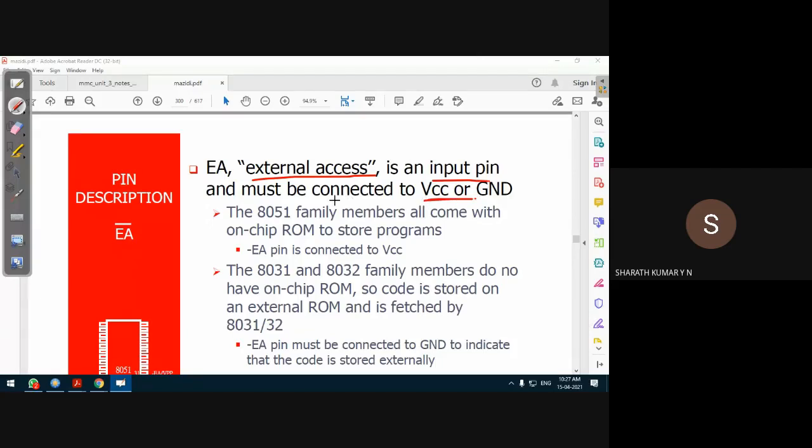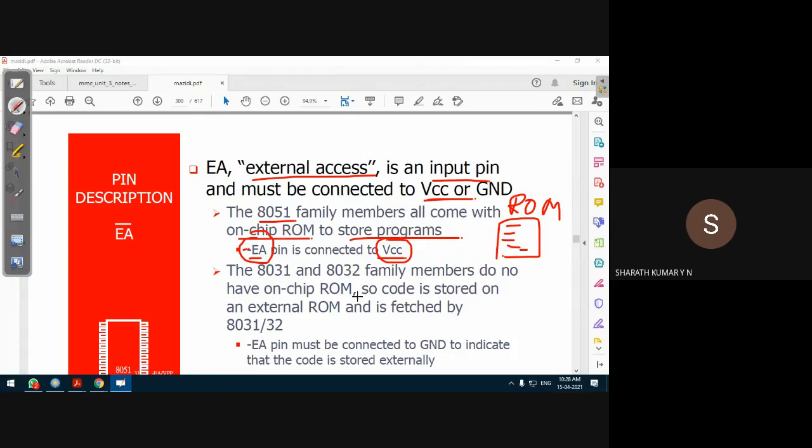Why is it so? 8051 family members all come with an on-chip ROM memory and stored programs. This we know because 8051 has its own internal ROM memory, so it will store all its program inside the microcontroller. It does not require external memory. This external access pin will be connected to VCC. It's an active low signal. When it is connected to VCC, this pin will not have any effect on the microcontroller operation.